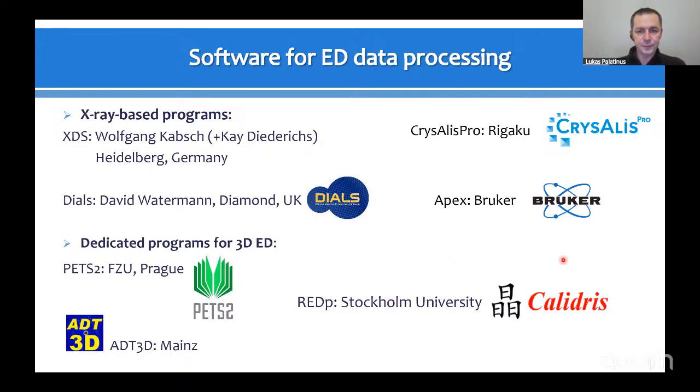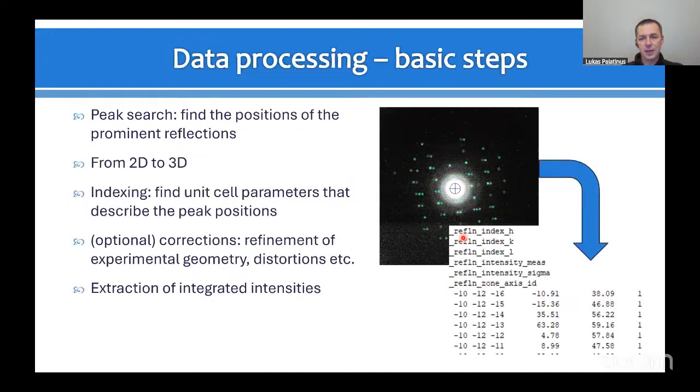these days. So there is a lot of choice, and all these programs essentially share the same philosophy, the same idea that I will really briefly summarize here. So first, we need to extract the positions of reflections in all the reflection patterns. Then we have to construct a 3D reciprocal space out of these two-dimensional diffraction patterns. Then we have to find the unit cell parameters.